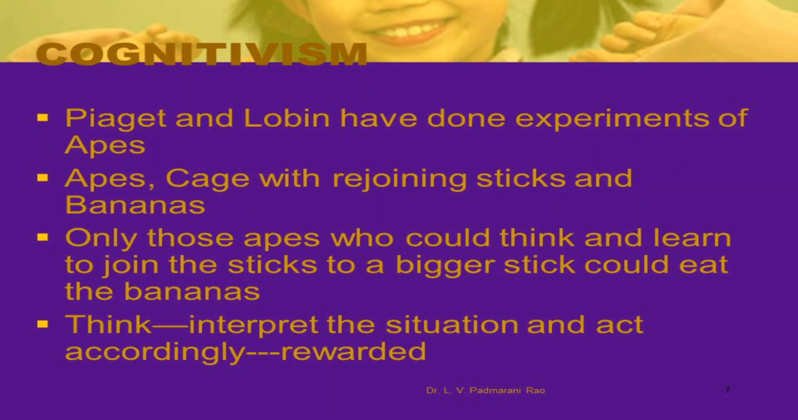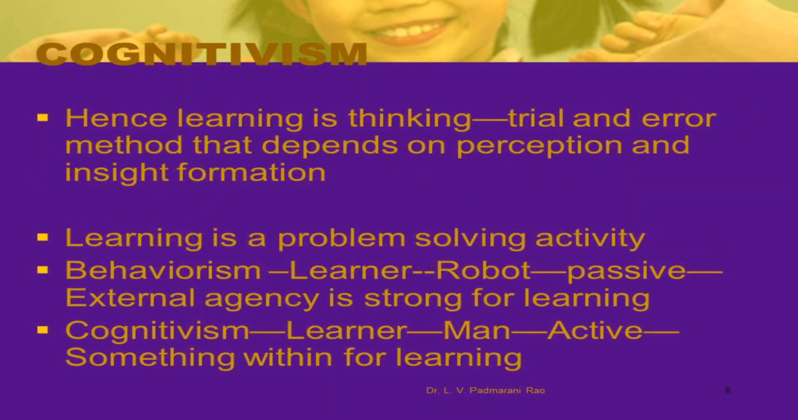Slowly, they started joining the wooden pieces to make a bigger stick with the help of which they could get the bananas. Not all the apes could do this, but those who managed to solve the problem were rewarded with the bananas. Those who were rewarded sat back and thought about the problem and tried to solve it by the trial and error method. So, learning for the cognitivists depends upon perception and insight formation, and all learning, according to them, is of the nature of problem solving.